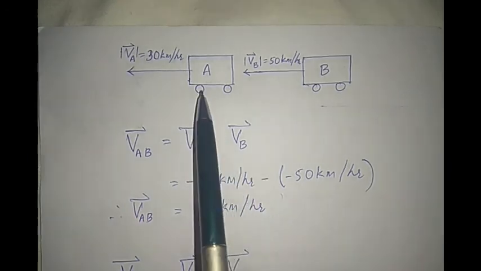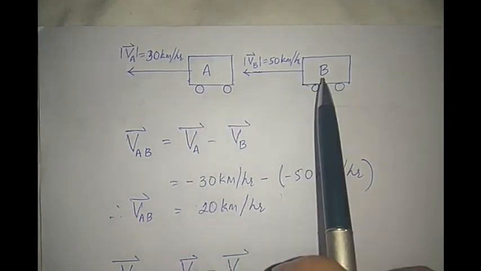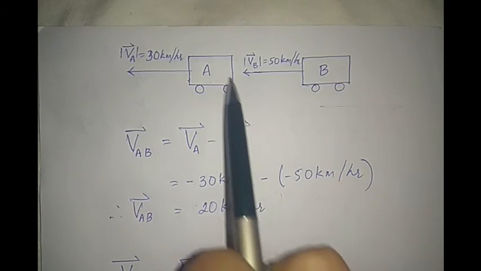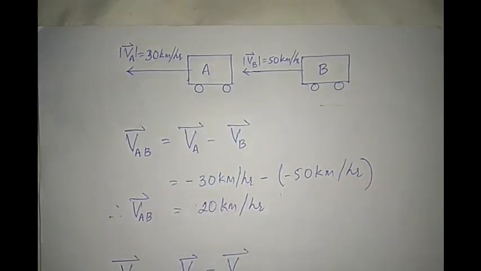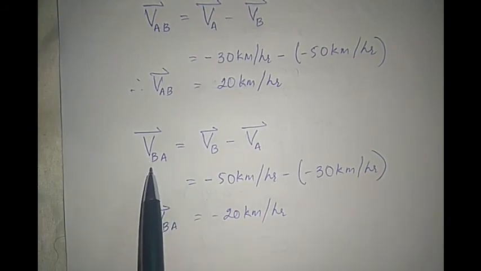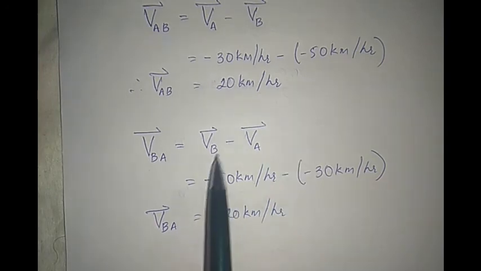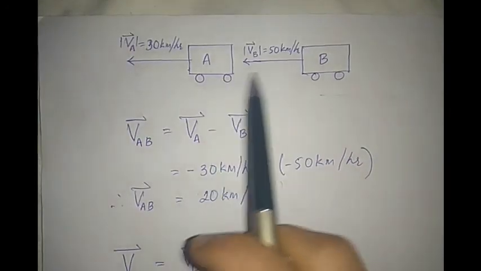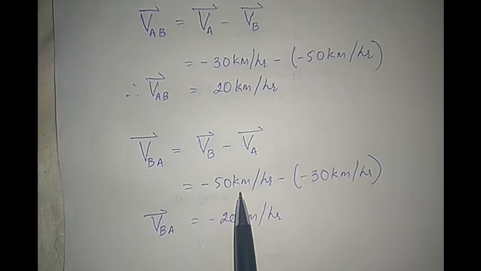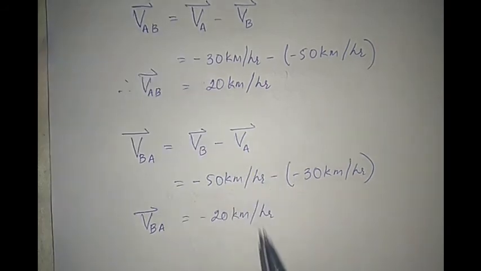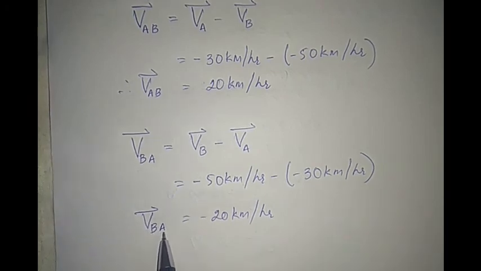Likewise, when your friend inside car A is looking at you, so to say, your friend is the observer now. What does it seem like to your friend? That is given by the relative velocity of B with respect to A, which is equal to VB minus VA. Now VB, as you can see, is negative. So VB is minus 50 kilometers per hour. Also VA is negative, so we have minus 30 kilometers per hour. Therefore, the velocity of B as seen by A comes out to be minus 20 kilometers per hour.